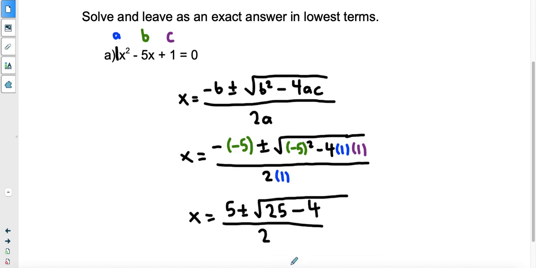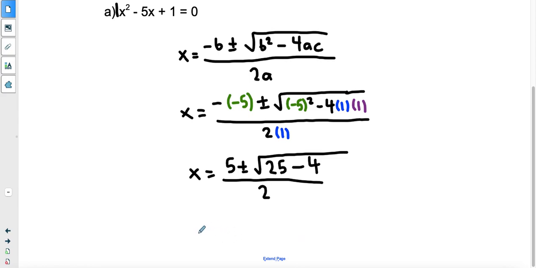And I can simplify this even more, right? Because underneath my square root, 25 minus 4 is just equal to 21. And I'm just going to divide this all by 2.